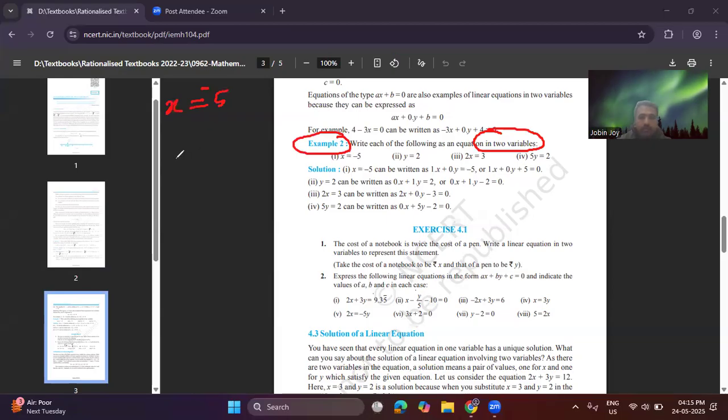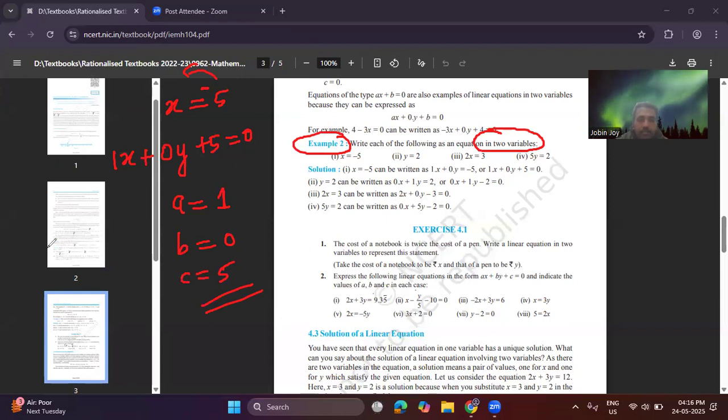Now there is only one variable. So I can write x plus there is no y. So I can write 0y. Shift this minus 5 to the left side. That means plus 5 equal to 0. So x plus 0y plus 5 equal to 0. So a equal to x means 1x. So the value of a is 1, b equal to 0, and c is equal to 5.